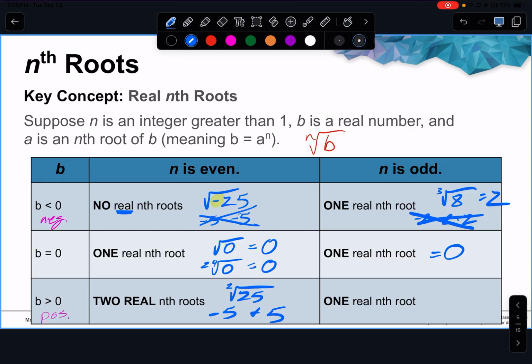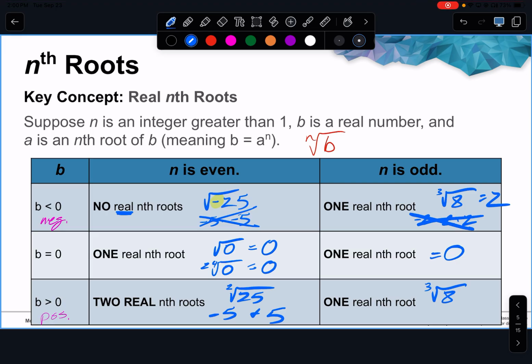If it's a positive number and you have an odd nth, so let's use 8 again, and 3. Now, oh, that was supposed to be negative, sorry. Negative 2 times negative 2 times negative 2 does equal negative 8. This one's positive and has an odd index, so now it's just got to be 2. 2 times 2 times 2. Negative is not going to work because if we have 3 negatives multiplied by each other, it's going to give us a negative number. Any questions on that chart? This is going to be really, really valuable as we go forward.